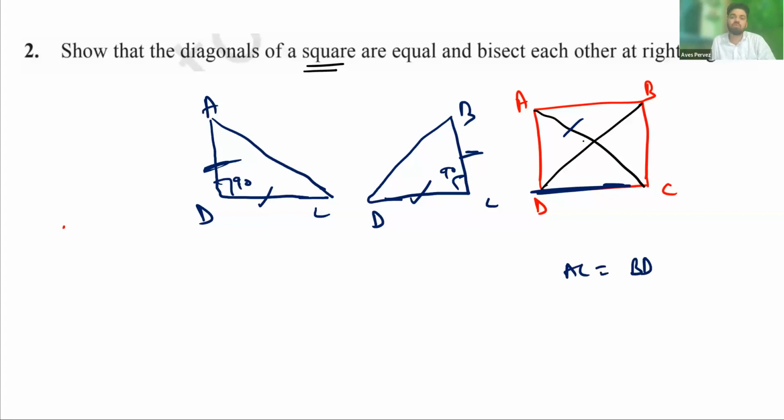Now how can you prove that they bisect each other? For bisecting, you need to prove that this side is equal to this, and this is equal to this. How will you prove it? Take these two triangles, this one and this one. This side is equal to this side, and this angle is equal to its vertically opposite angle. Since these two sides are parallel, this angle will be equal to this angle. So by angle side angle, these two triangles are congruent. By CPCT, this side will become equal to this side and this side will become equal to this side.